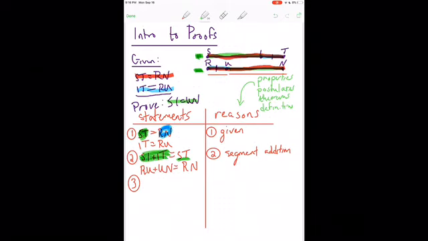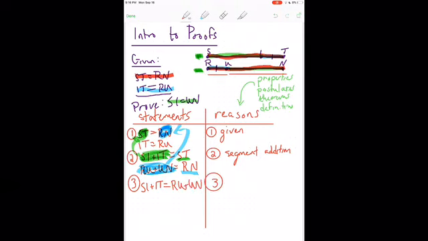So what could I do? I can take SI plus IT and substitute it in right there, in for ST. Same thing with RN: I have RN is equal to this whole statement right here, RU plus UN. I could take that and plug it in right there. So this new statement, I can substitute in that green part: SI plus IT is equal to RU plus UN.